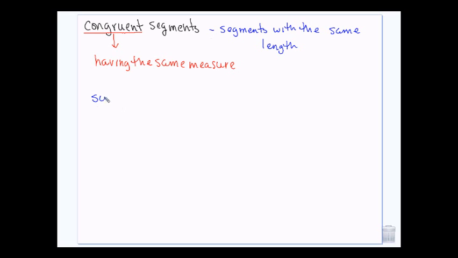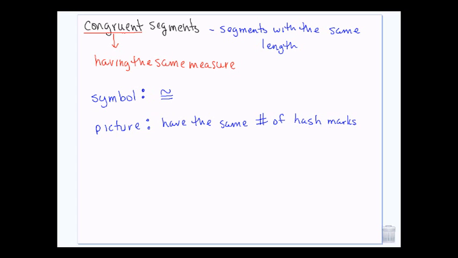Okay. The symbol for congruent is a curve over an equal sign. And a picture of congruent would be to have the same number of hash marks.